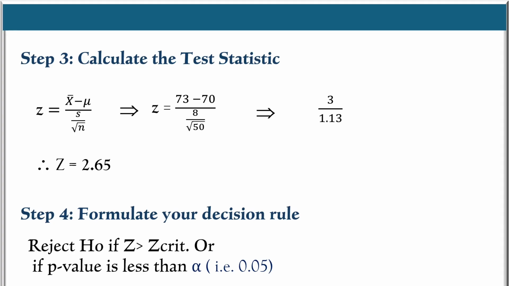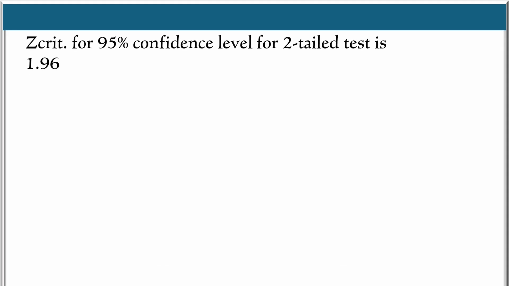Let's proceed. Now we know the calculated Z or the test statistic, and we are saying the decision is to reject the null hypothesis if that one is greater than the critical. So now here we are saying that the Z critical for 95% confidence level for a two-tailed test is 1.96. So I'm going to show you how we came about that.